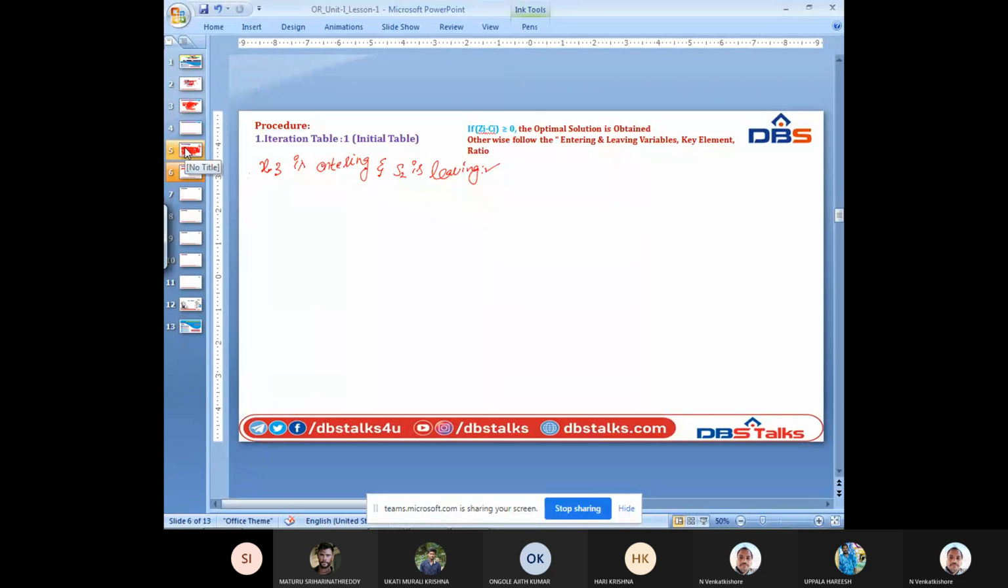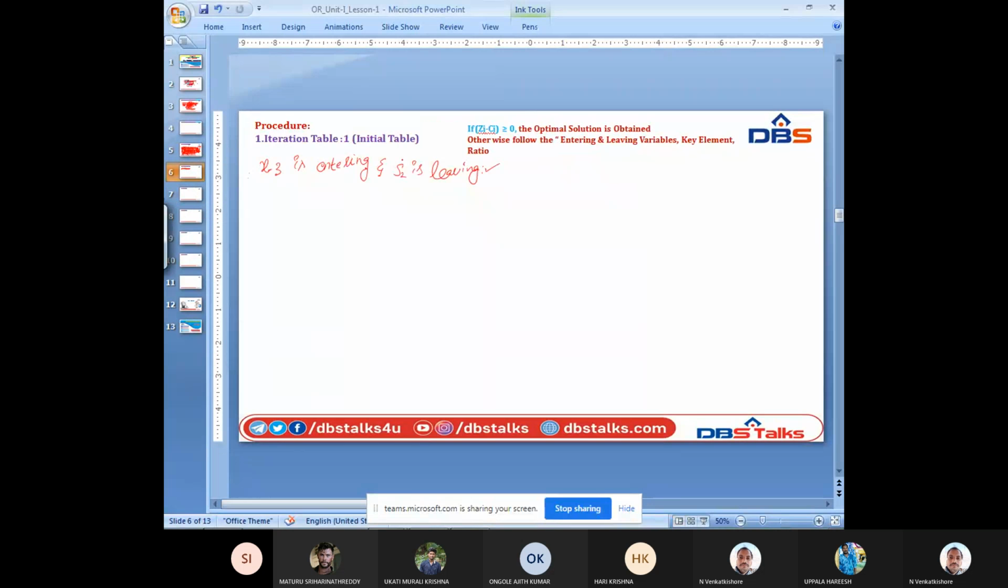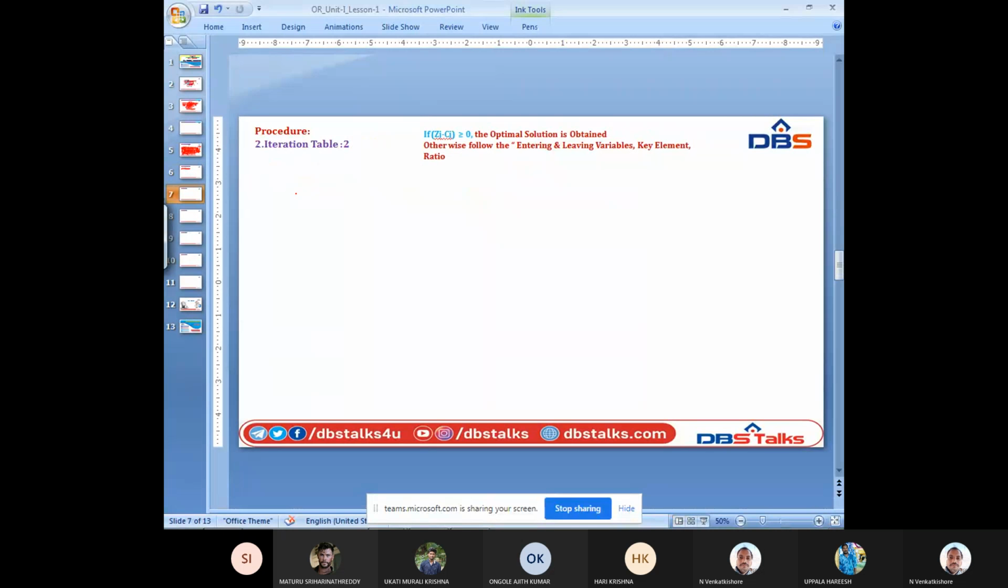what are the next values? So here we need to take one more value, that is one more table is required. So X3 is entering and S2 is leaving, so then the table becomes: CB, basic variable, x1, x2, x3, s1, s2, and solution. X3 means solution.